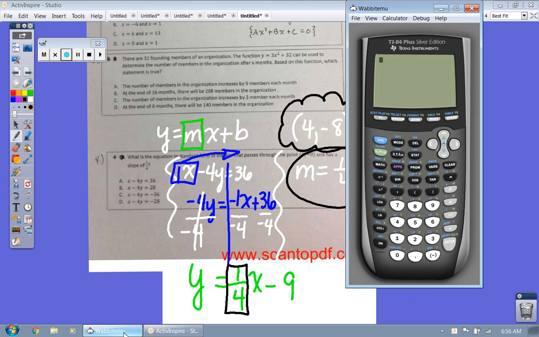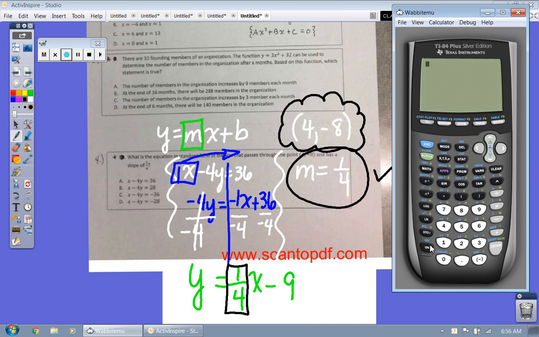We'll take our calculator and we are going to put this equation at y equals. Alrighty, so let's get into our fraction component here. 1 over 4 x minus 9. We're going to go to the table. Let's see if this coordinate 4 comma negative 8 is in the table. 4, negative 8 is in the table. Yes, so our answer is A.